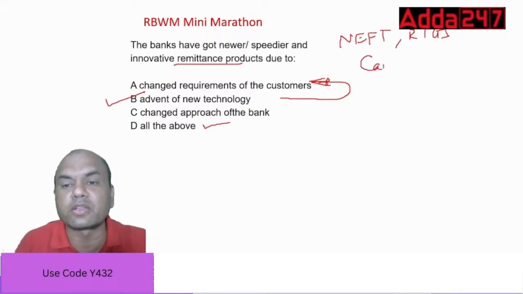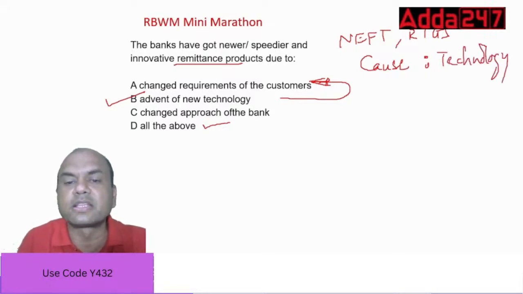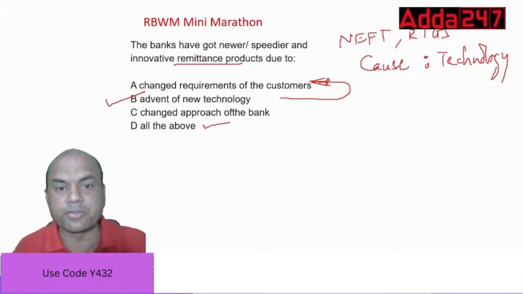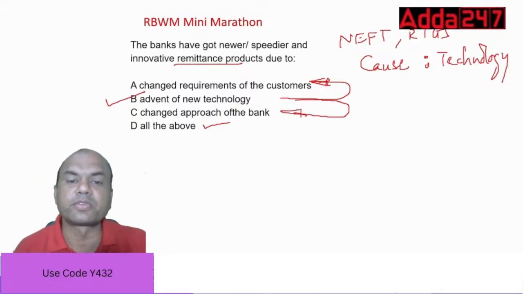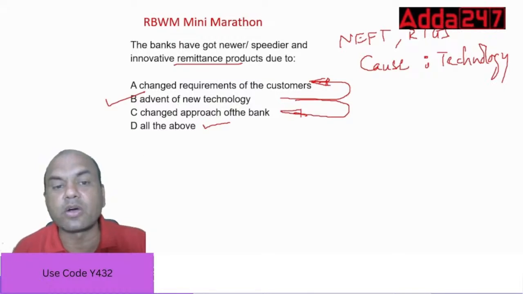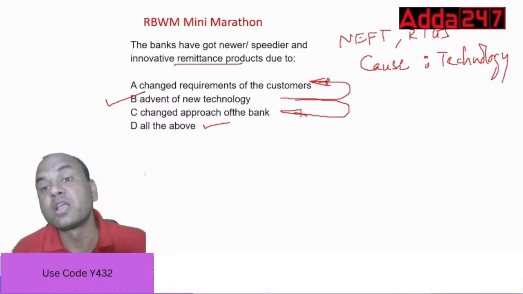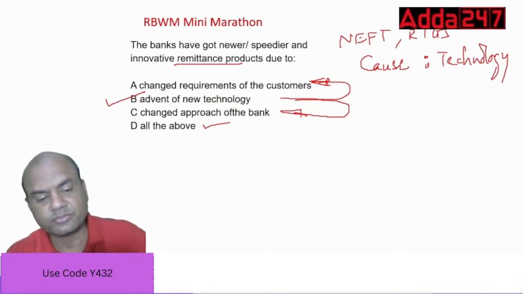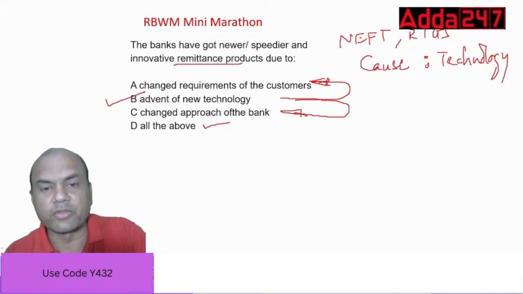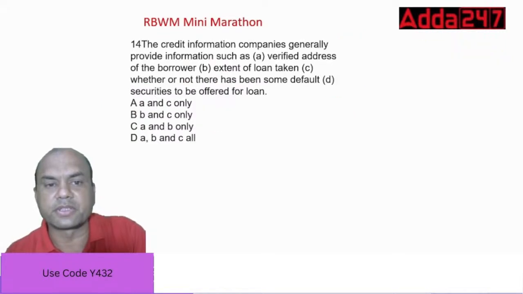Cause is technology. And because of that, the effect is all these three things: new requirements, changed approach. These are the effects. Changed approach of the bank, changed requirements of the customer, these are all due to advent of the new technology. So the right answer is technology. Clear everyone? Shall I move on? Next one.